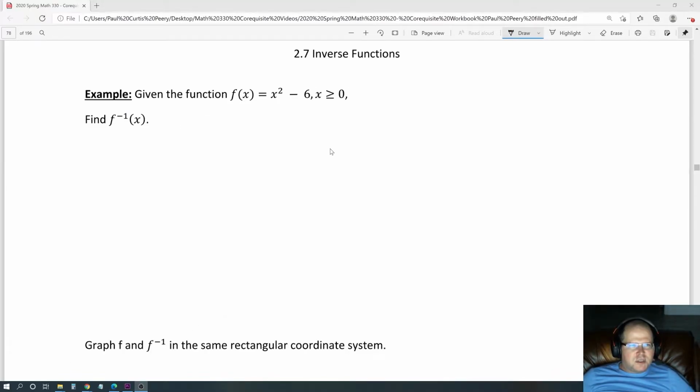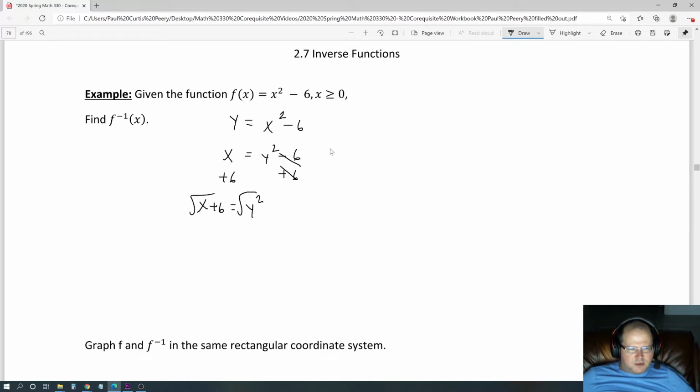Given the function f of x is equal to x squared minus 6, where x is greater than or equal to 0, find the inverse function. All right, so we replace f of x with y. We keep the x squared minus 6. We switch x and y, so it ends up being x is equal to y squared minus 6. We isolate y squared by itself, so we undo the subtraction of 6 by adding 6, and whatever we do to one side, we do to the other. That gives me x plus 6 is equal to y squared.